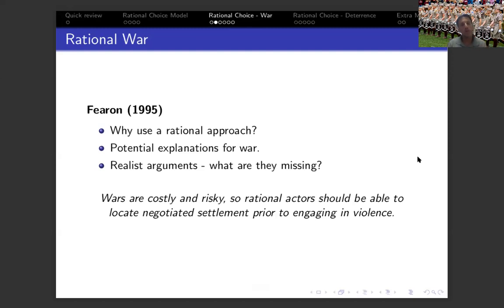Wars are costly, wars are risky. So if you're purely a rational actor, actors in this case, which engage in this interaction, they should be able to locate this settlement before actually engaging in violence, which is costly and risky. That's his main point. So if we're trying to actually present a rational account of war, we have to explain why actors fail to reach those settlements, and instead favor the cost and risk of war, of a violent conflict.